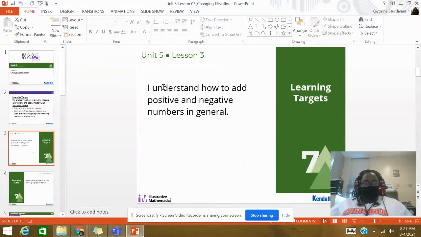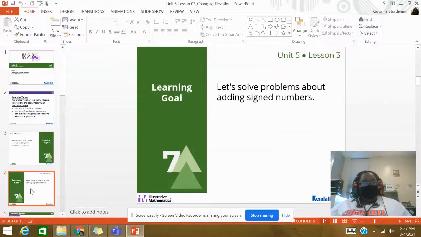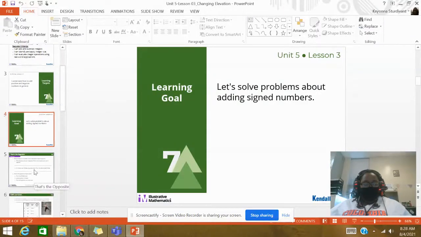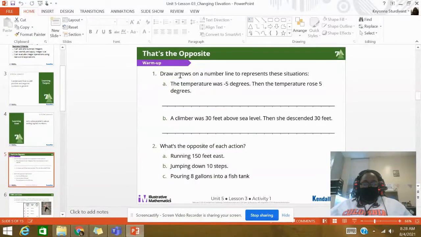So the learning target for this lesson says I understand how to add positive and negative numbers in general. And then the learner goal says let's solve problems about adding signed numbers. And sign just means positive or negative. So on this warm up, it's telling you to draw an arrow using a number line to represent the situation. Remember that with the number line, start at zero. They just gave you the tick mark, so you're gonna actually have to fill in numerical values here.